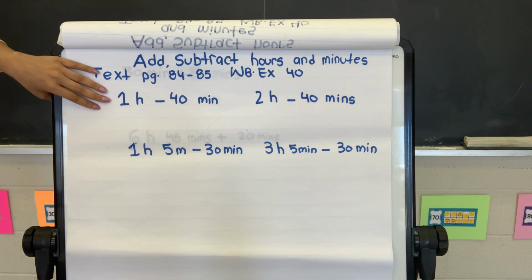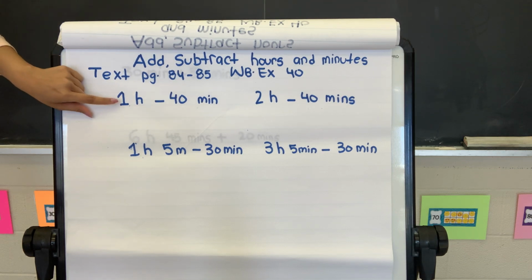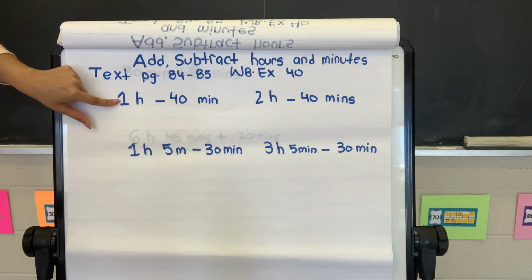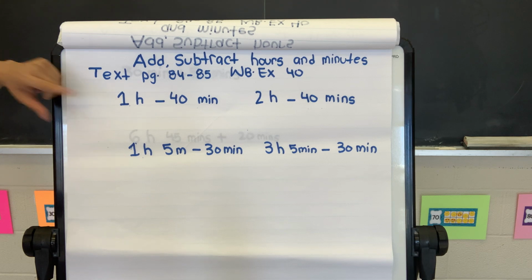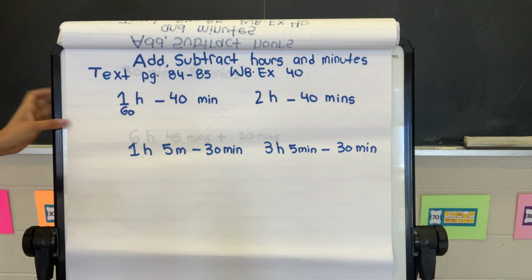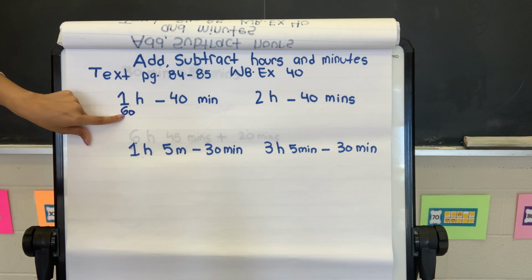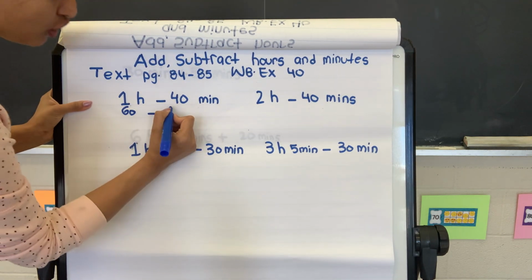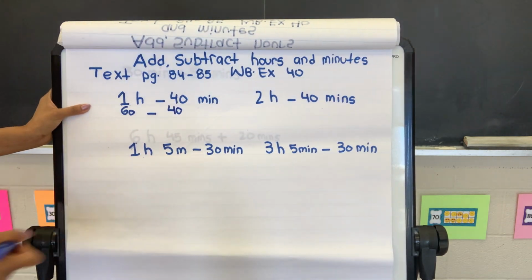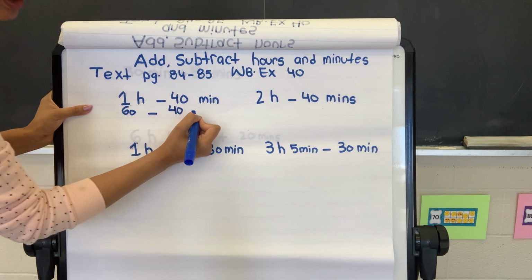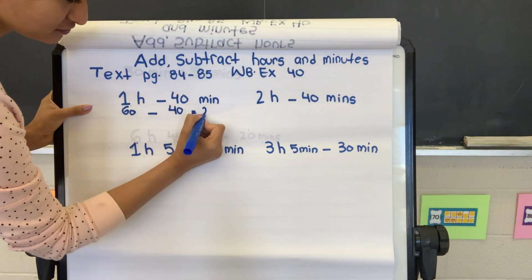Now let's look at our first example. So we have 1 hour and take away 40 minutes. Now what is 1 hour? How many minutes are in an hour? Okay, there are 60 minutes, right? So basically I have 60 minutes and I need to take away how many? 40. So if I have 60 and I take away 40, I am left with 20 minutes.